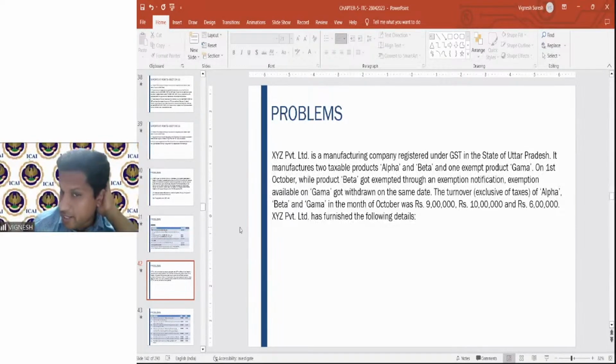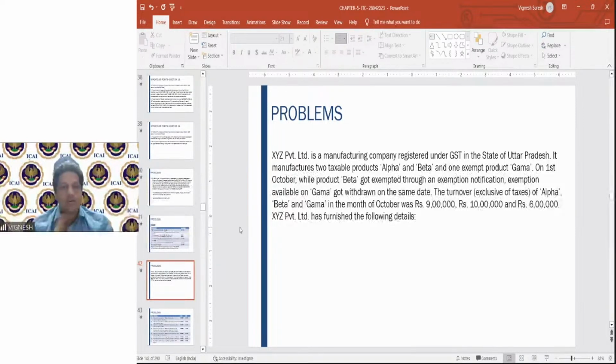It manufactures 2 taxable products, alpha and beta, and 1 exempt product, gamma. So therefore, alpha, beta taxable, exempt product, gamma. Underline these two immediately in the exam. On 1st October, while product beta got exempted through exemption notification, exemption available on gamma got withdrawn on the same date. Okay. So here what is happening? Product beta got exempted and exemption on gamma got withdrawn on the same date.